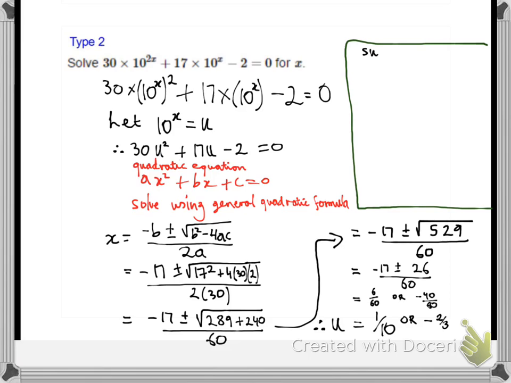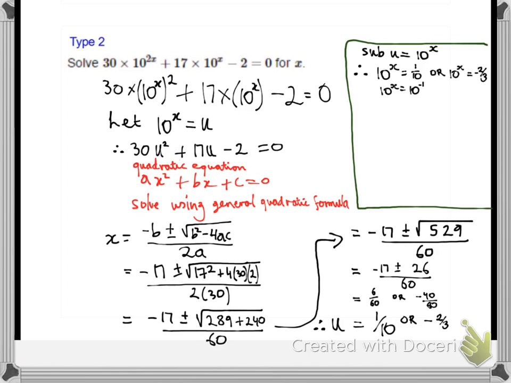So the next part, what we have to do is substitute back in u equals 10 to the power of x for our u value here. So we've got 10 to the power of x is equal to 1/10, or 10 to the power of x is equal to negative 2/3. So let's look at the first equation first.